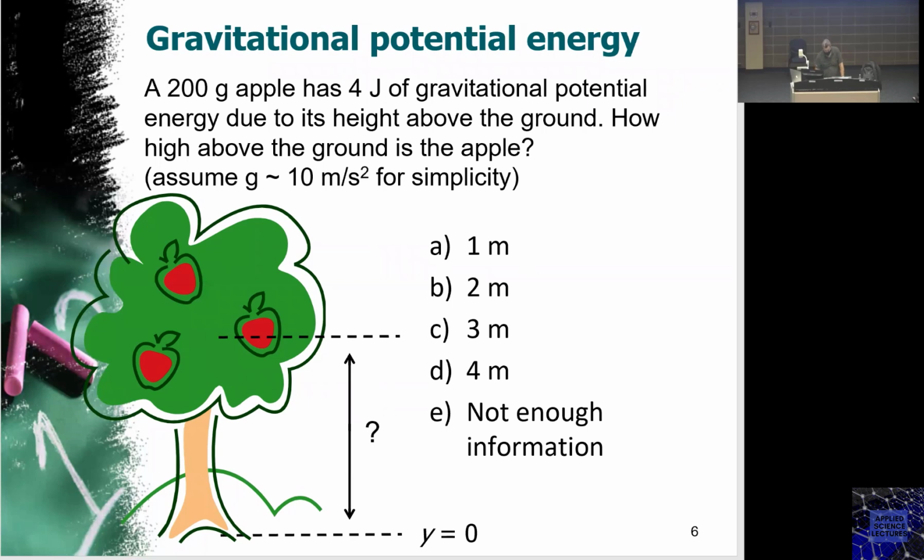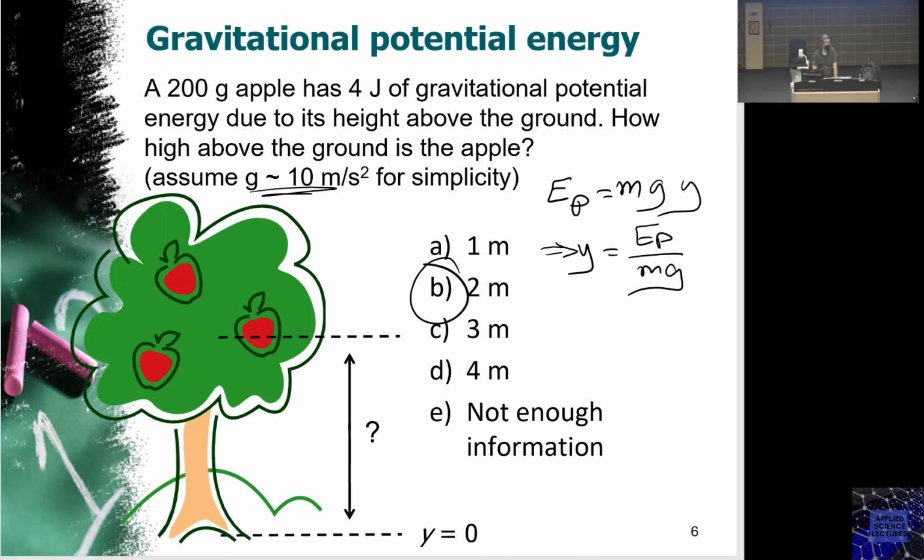Look at the expression that we have just introduced. EP equals mgy, assuming that g is 10 for simplicity. So we need y. y is EP divided by mg. EP is 4, mg is 2. So 4 divided by 2, then the answer is 2 meters.